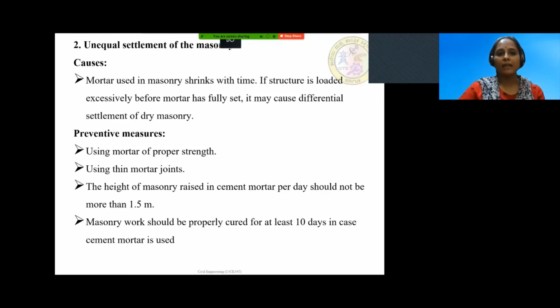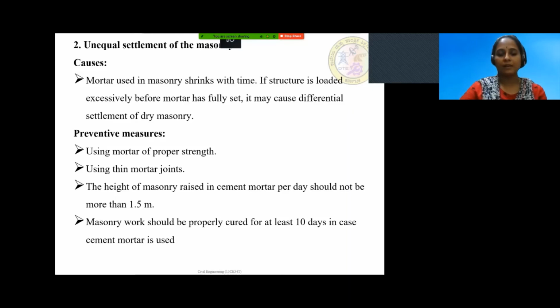Third one is, as you all know, the height of masonry constructed per day should be 1.5 meter. It shouldn't exceed more than that. So that should be maintained. Again, check the masonry, like whether it's properly rectangular. By checking all this and taking preventive measures, it can be prevented.